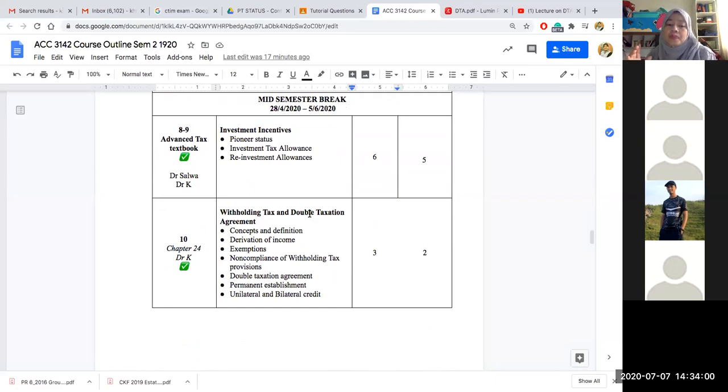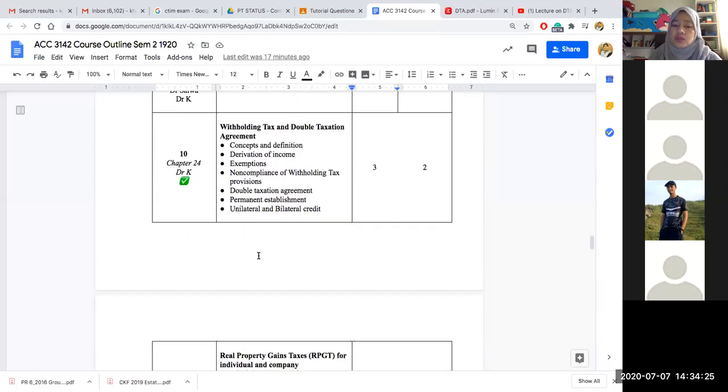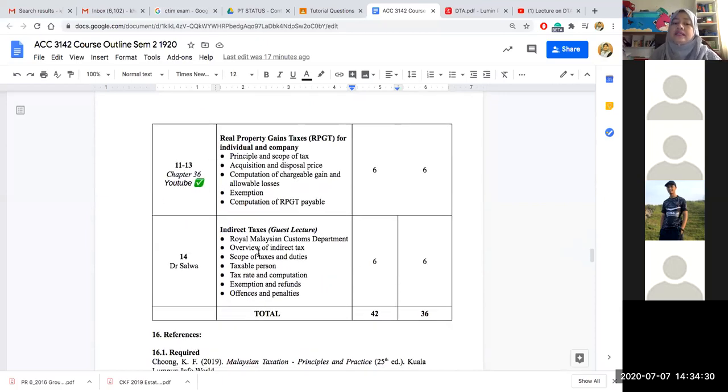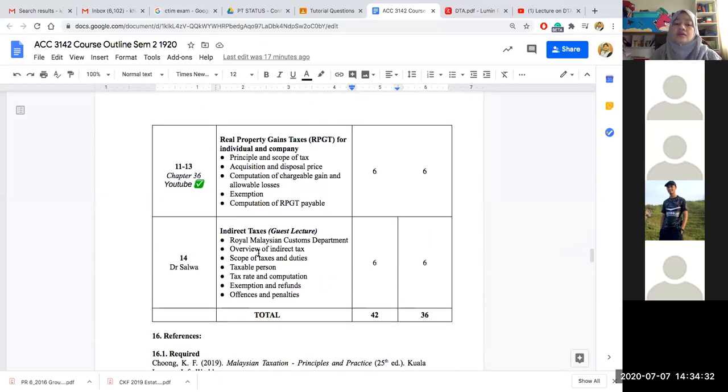So that is your reinvestment allowance, but the criteria for reinvestment allowance is different from pioneer and from your ITA. So go through what is the criteria for you to fulfill in order to apply for reinvestment allowance. Computation is similar to ITA. Withholding tax and double tax will also be in your final exam. RPGT will be in your final exam, and your indirect taxes will also be in your final exam.